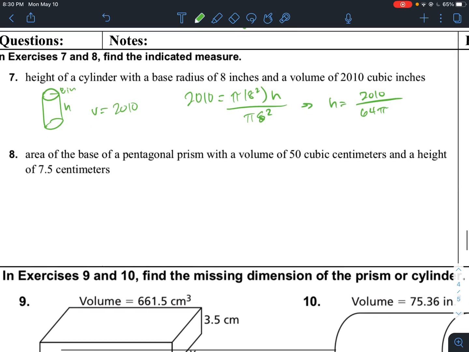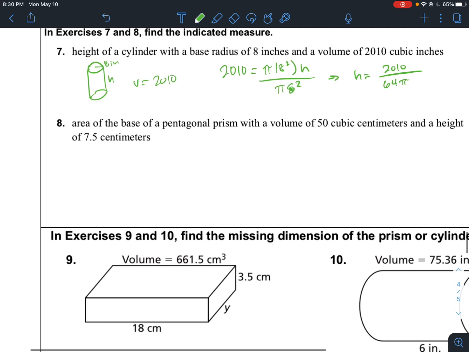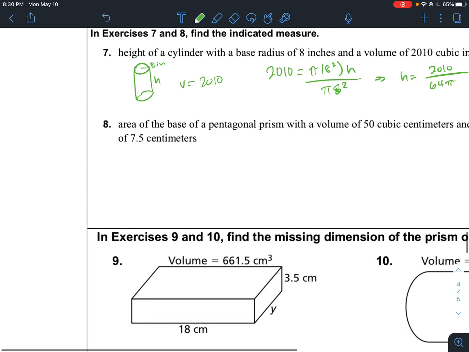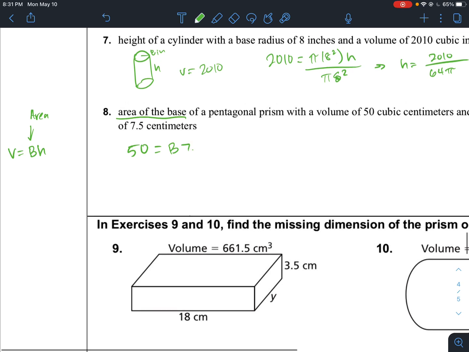And 8, you're looking for the area of the base of a pentagonal prism with a volume of 50 centimeters cubed and a height of 7.5 centimeters. So you're looking for the area. And again, remember that volume is equal to the base times by the height. Now, base is area of the base. So that's what we're looking for. We know that the volume is 50, is equal to the base, and the height of this is 7.5. So all we have to do is divide by 7.5 and we can find that base.